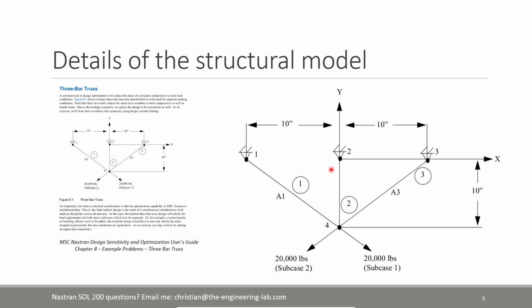We have 4 nodes in total. Nodes 1, 2, and 3 are pinned. Node 4 is where we are applying our loading. And one thing to keep in mind with this model, there are 2 load cases or 2 subcases as you see here. Basically, we have 2 different forces for each subcase.